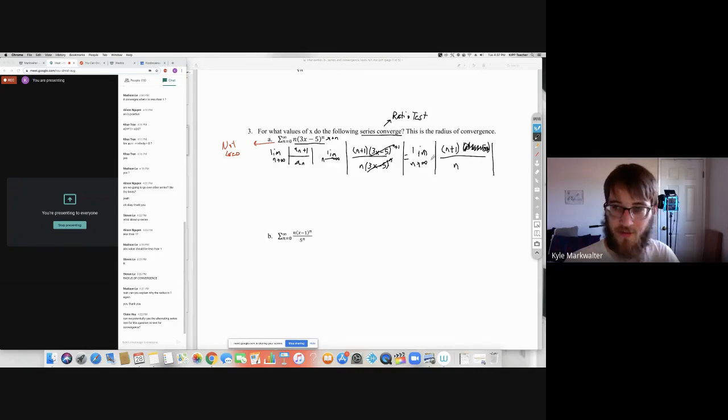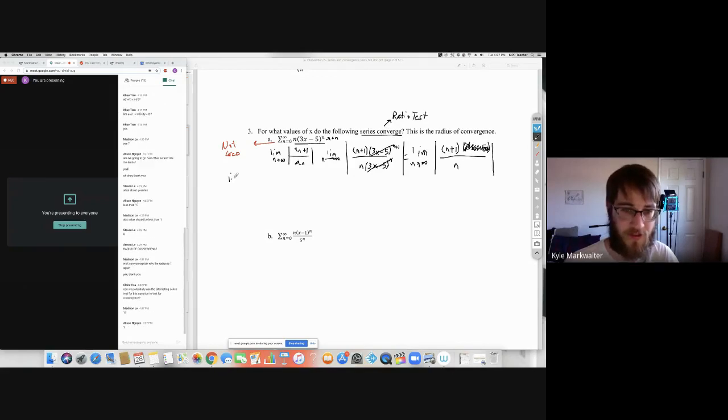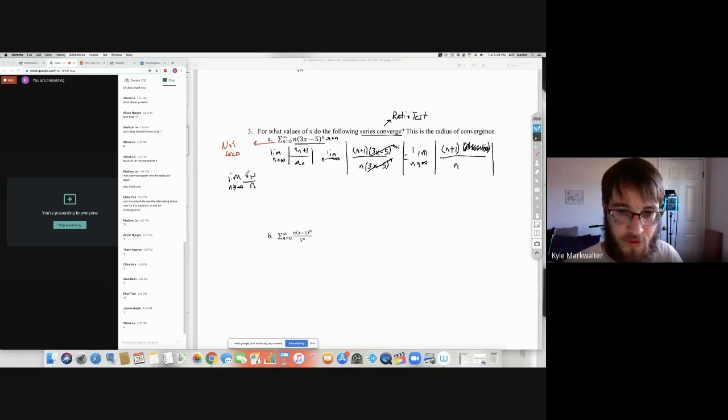Back to your limit stuff. Ignoring my 3x minus 5, what is the limit as n goes to infinity of n plus 1 over n? I'm going to take just the limit. Okay. People are thinking 1. Okay, cool. Got a lot of 1s in there.